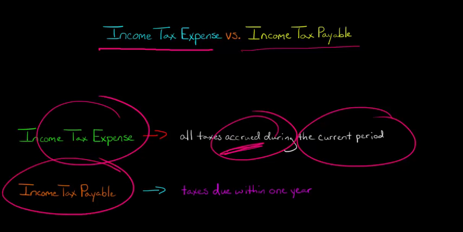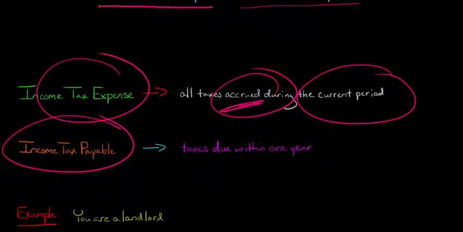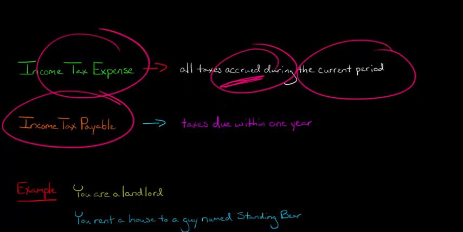Now, income tax payable, on the other hand, generally represents taxes that are going to be due within the next year. So if it's due within 1 year or the operating cycle, whichever is longer, it's going to be a current liability. It's going to be income tax payable. So this is the actual check that the firm's going to need to write to the government in the next year. So I want to give you an example. It'll make it a little easier to understand.